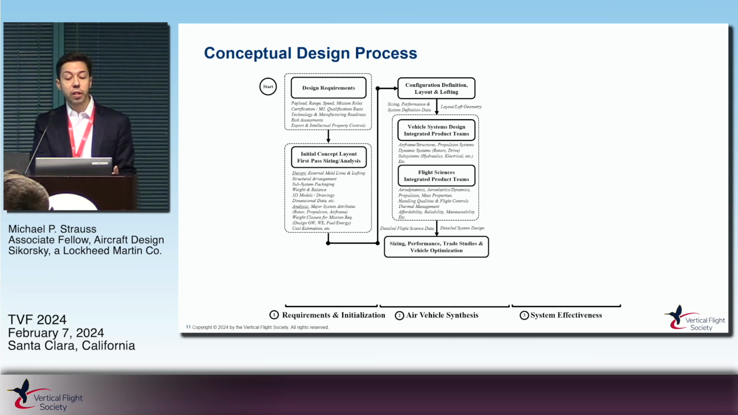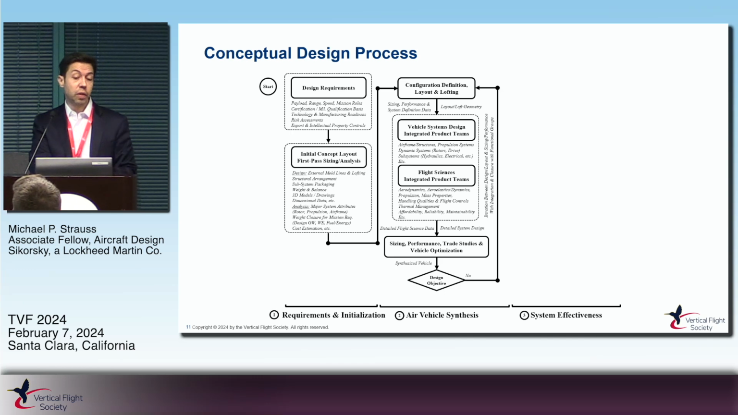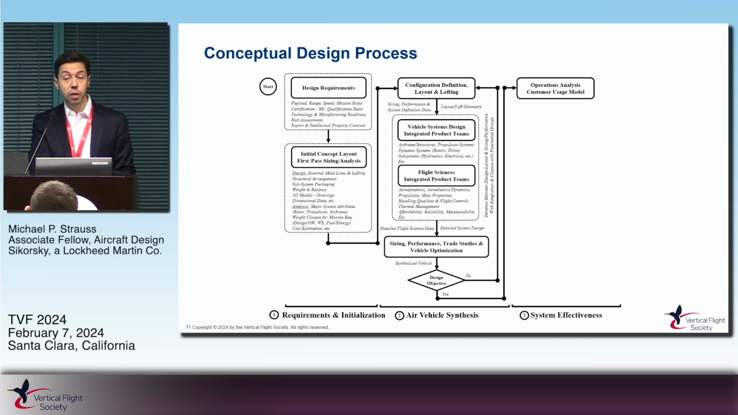Out of that first iteration from the initial layout comes detailed flight sciences and system data, which goes into type performance traits and vehicle optimizations. You come out with a synthesized vehicle, you check to see, did you meet the design requirements? If you didn't, you go back and reiterate. If you did, you can then proceed into the system effectiveness for the closed vehicle.